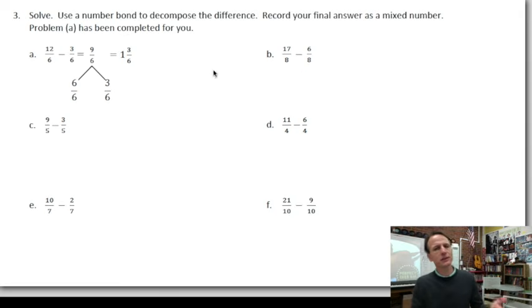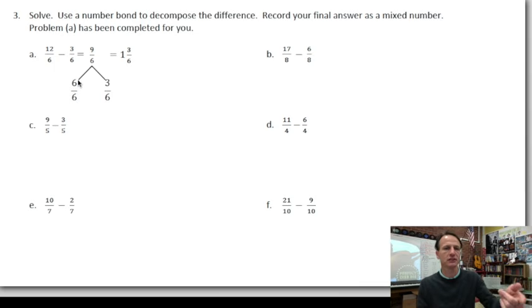And all that's different here in number 3, it looks very different, but it's actually not, is that, as you see, let's look at this first example. We end up with a solution 9 sixths that's greater than or equal to 1, and that's what we're going to see in all these. And so instead of like in number 2 where we just solved, here we're going to do something with that solution, which is, right here, use a number bond to decompose that difference. Right here, here's the number bond.